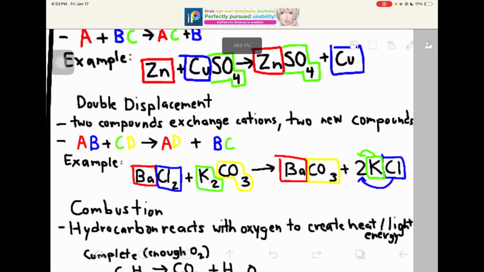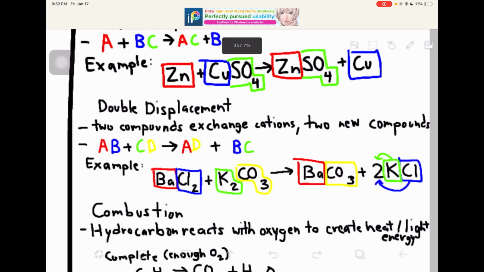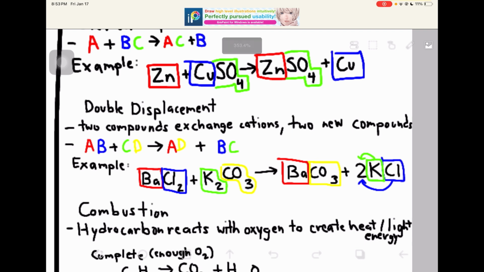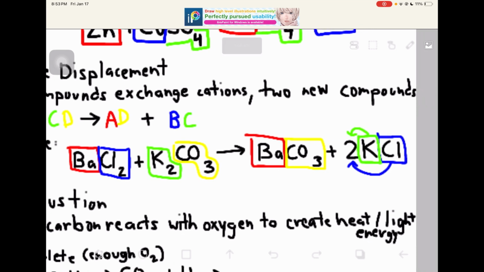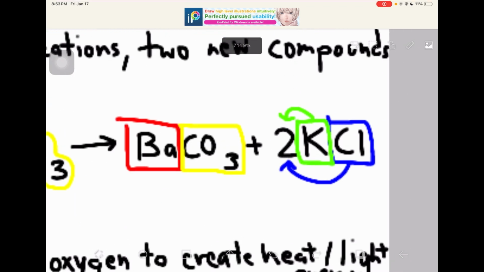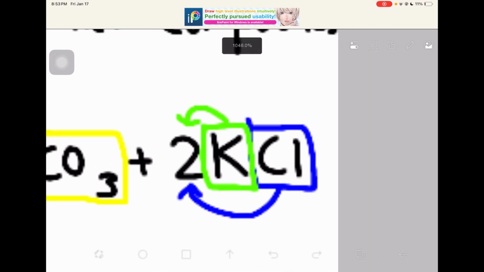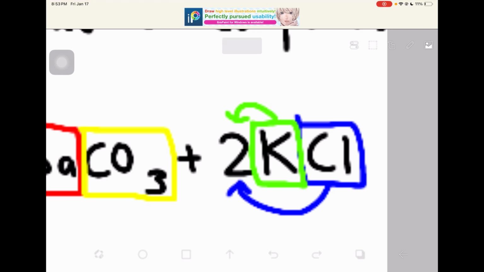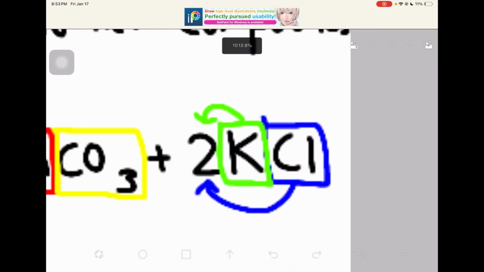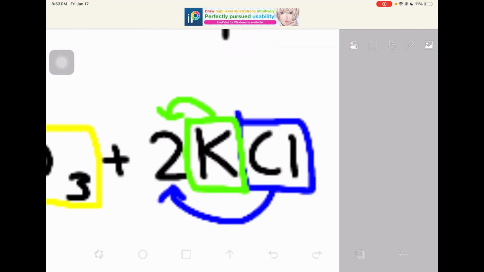Okay, then the most complex one is the double displacement. It's where two compounds exchange the cations and there's two completely different compounds. As you could see, we have the barium that used to be connected to the chlorine, but is now with CO3. Then you got the potassium, which used to be connected to the CO3, but is instead now with the two chlorines. By the way, this is technically two potassiums because 1K times 2 is 2K, and 1 chlorine times 2 is 2 chlorine.